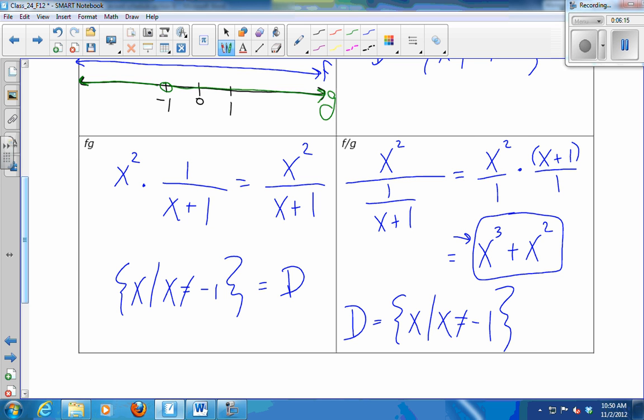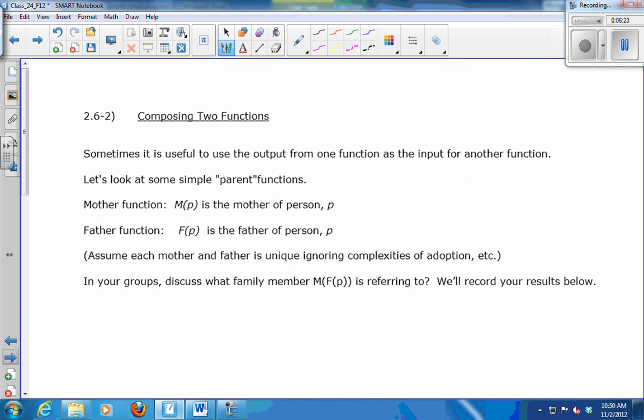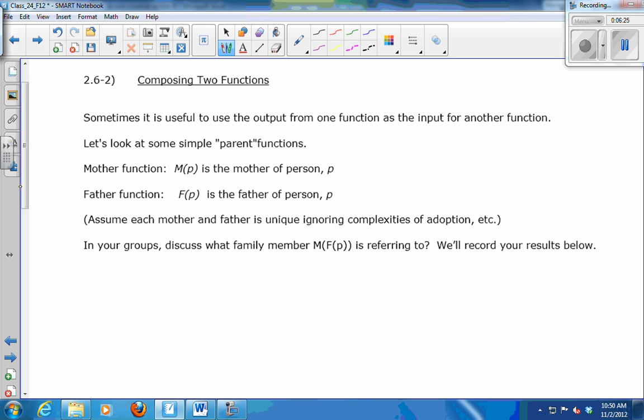So that's our 5 minutes on function arithmetic. It's pretty straightforward. We're going to move on to something called composition. This is another way to combine two functions. We can compose them. Sometimes it's useful to use the output of one function as the input for another function.